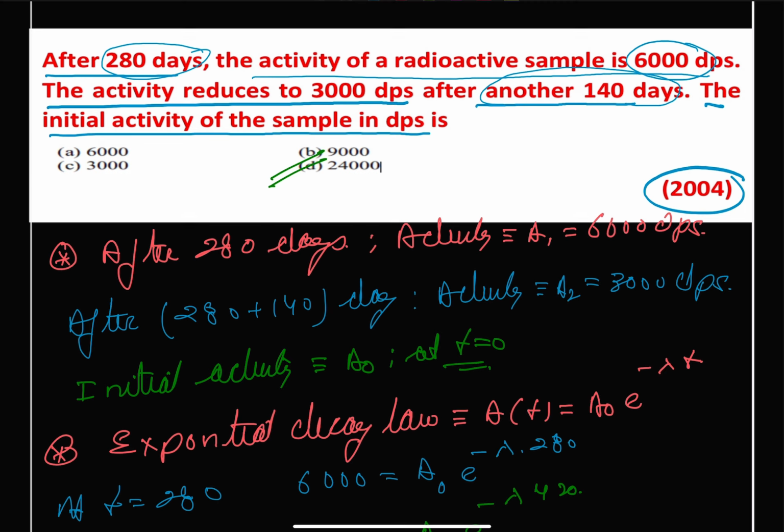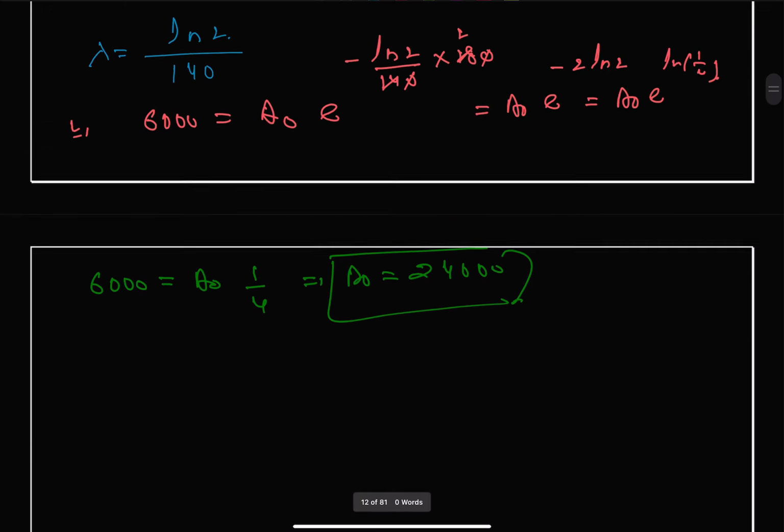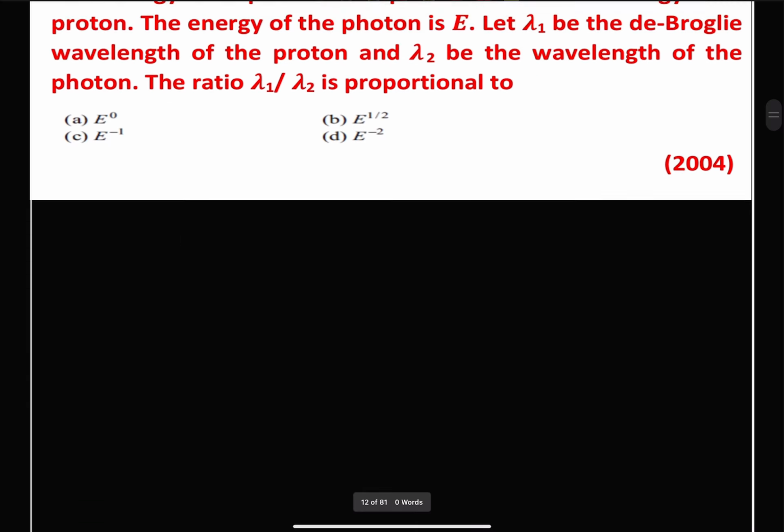And this can also be solved by using the half-life, because if we see that the sample decreases from 6000 to half of it, 3000, we can just use the concept of half-life also in order to solve it. And this is a more traditional way to find the answer. The answer will be the same in both cases. Next question.